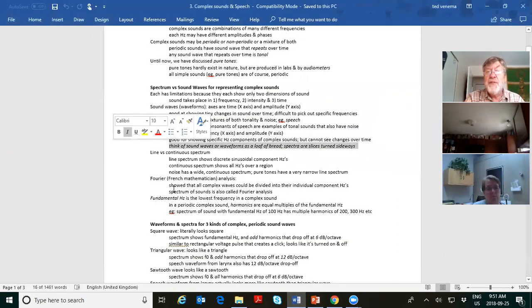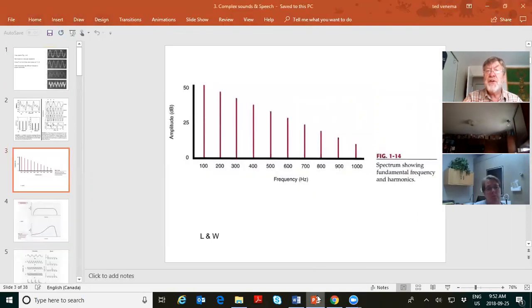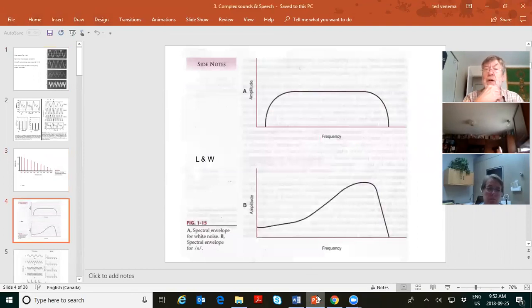So think of sound waves or waveforms as a loaf of bread. Think of spectra as slices turned sideways so you can see the raisins. Line versus continuous spectrum. Well, a line spectrum is going to be this. These are line spectra. It's showing you discrete individual frequencies. Continuous spectra are like these. It's got everything under, but they don't want to draw a million different lines. Okay? Line versus continuous spectra.